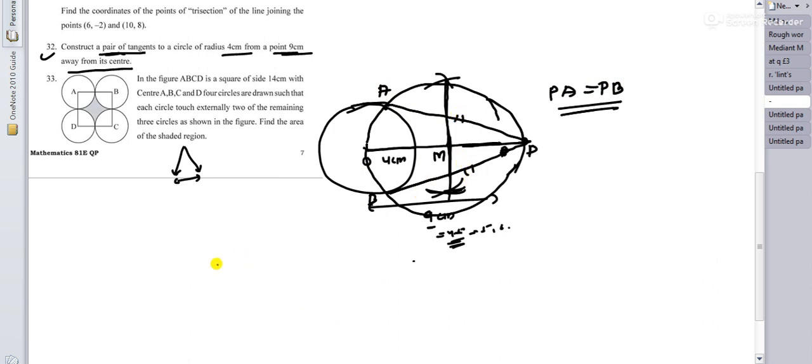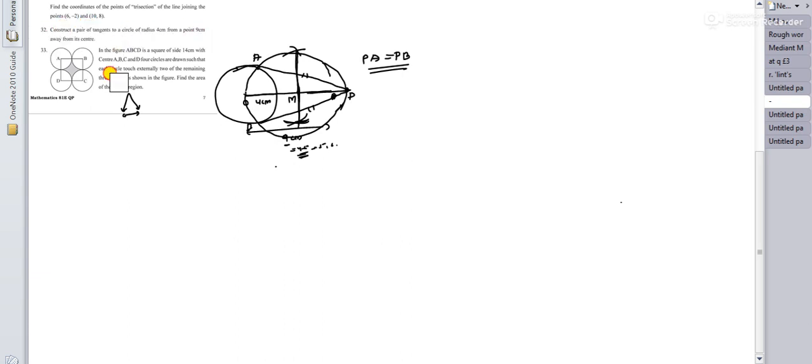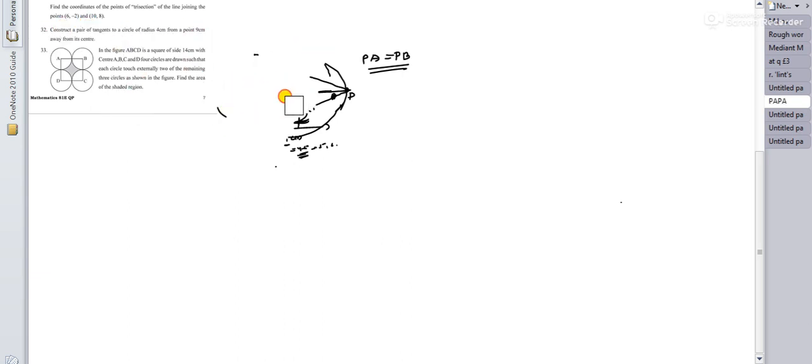I hope it's clear. Moving to the next question, and this is the last question of the 3-mark section, and this is from the chapter area related to circle. It is also very easy.